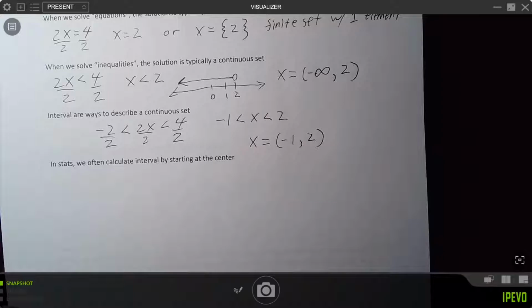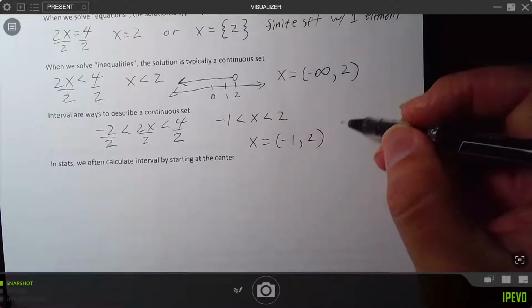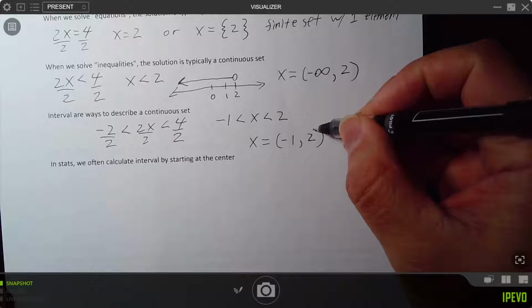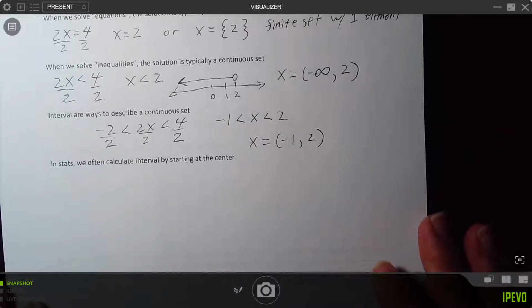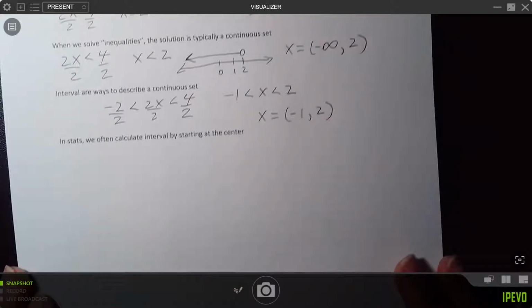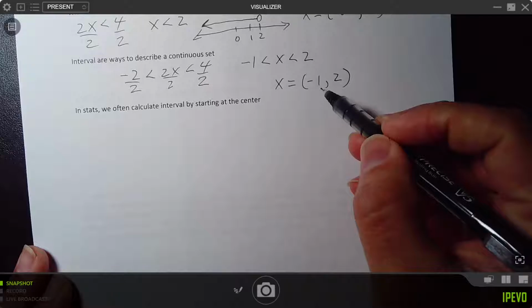Now, if you remember from the algebra class, we have a distinction between equal, hard bracket, open bracket, closed bracket, and such. We're not going to make that distinction here, so don't worry about that. You can always express intervals like so. So here is an interval between negative 1 and 2.